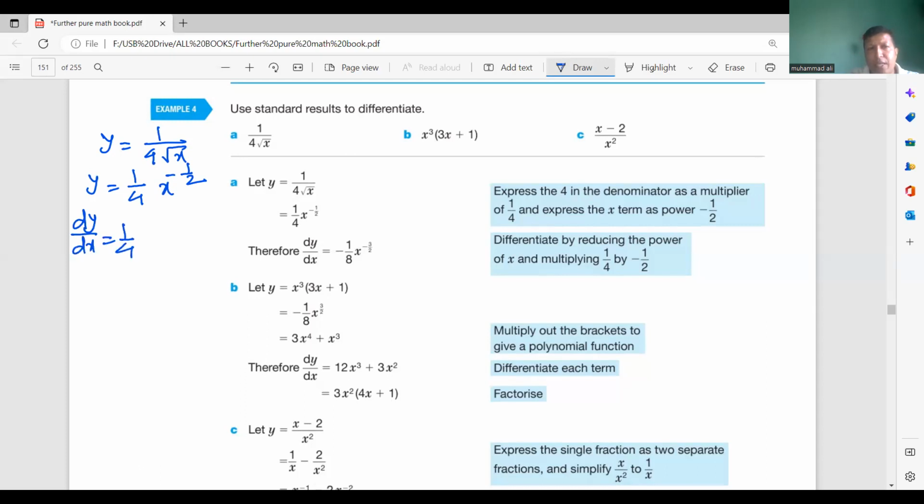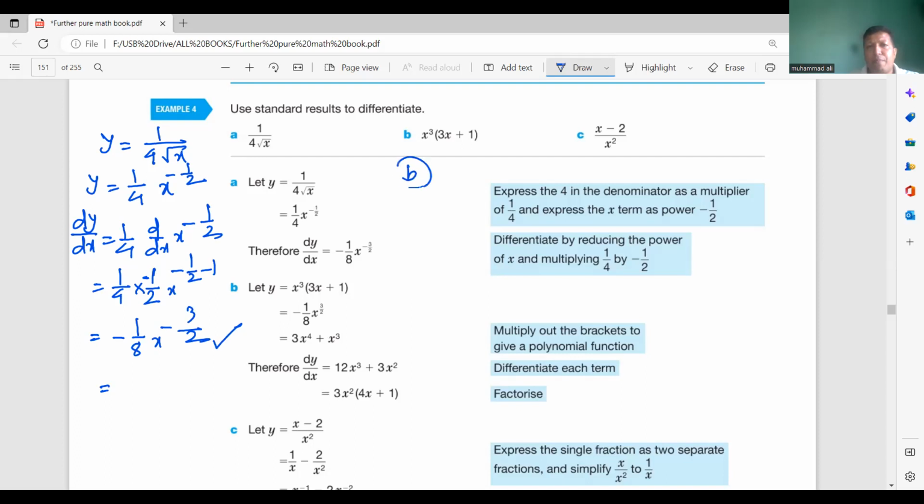1 by 4, d by dx of x to the power minus half. So 1 by 4 times minus half x to the power n minus 1. So it will be minus 1 by 8 x to the power minus 3 by 2. Finally, we can write this in this way also.